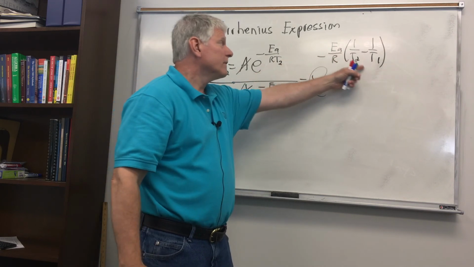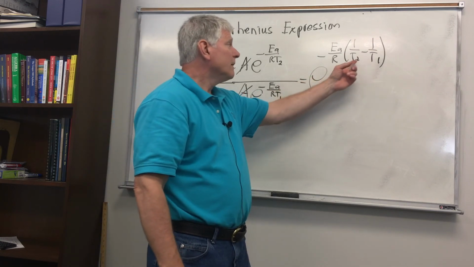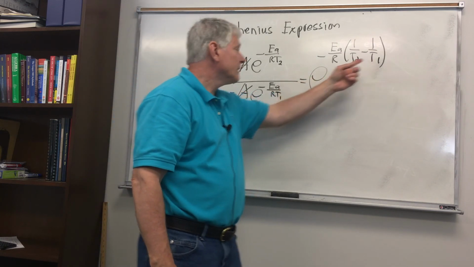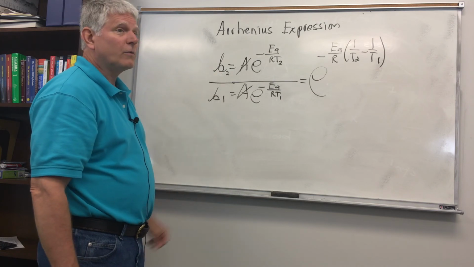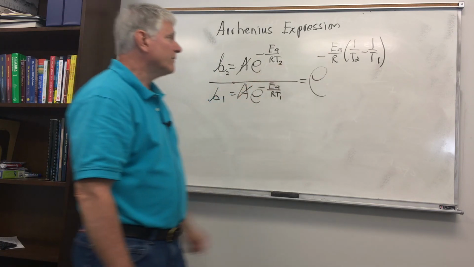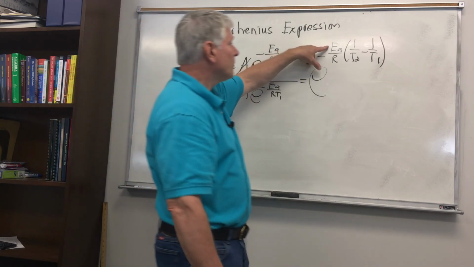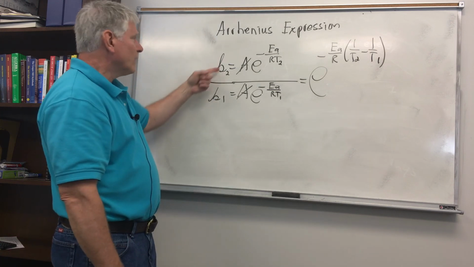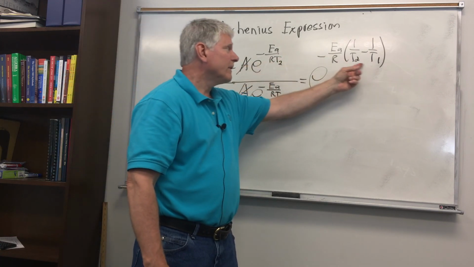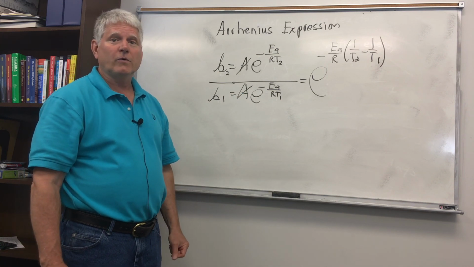Now I have the ratio of the rate constants equal to e to this power. If I know the two temperatures and one of the rate constants, I can solve for the other rate constant if I know the activation barrier as well. So I have 1, 2, 3, 4, 5 things in this reaction: the two rate constants, the activation barrier, and the two temperatures. If I know 4 of those, I can solve for the 5th.